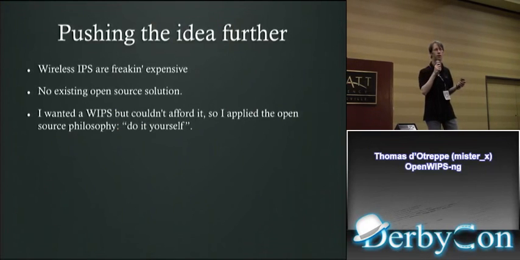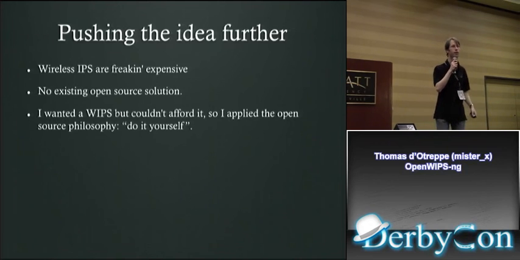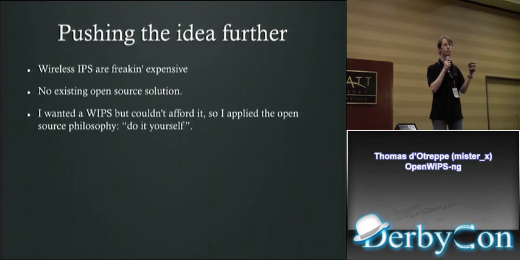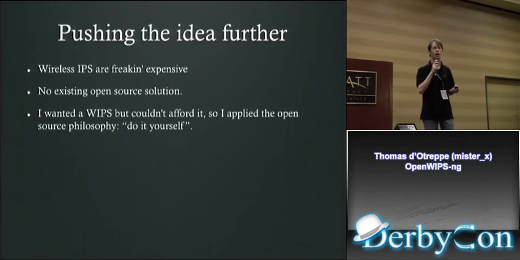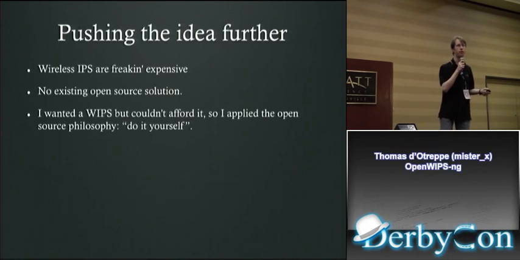So commercial wireless IPS are freaking expensive. When you want a basic setup, you will need a central server to manage everything, and all the sensors that capture data send it to the central server for analysis. The central server itself costs about 6 to 8 grand, and each sensor costs about $800. So for a basic setup, you look at 10 grand. This is really expensive.